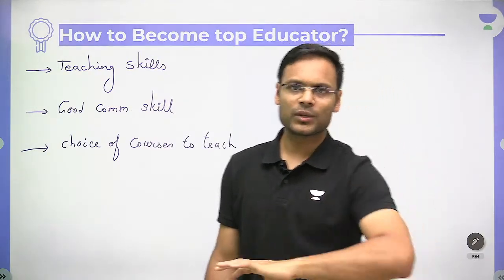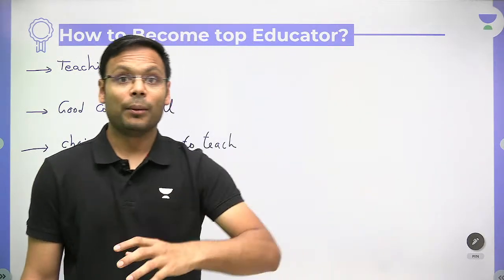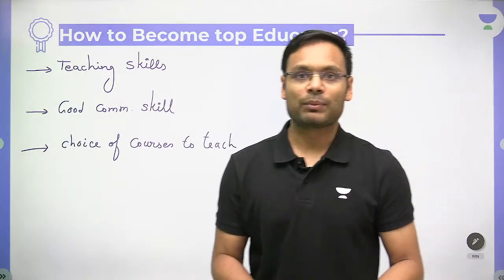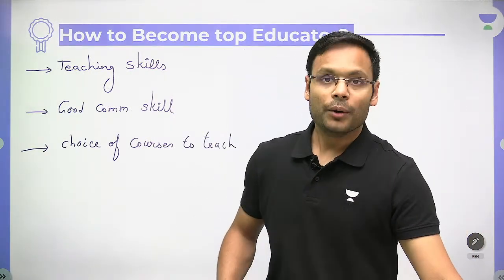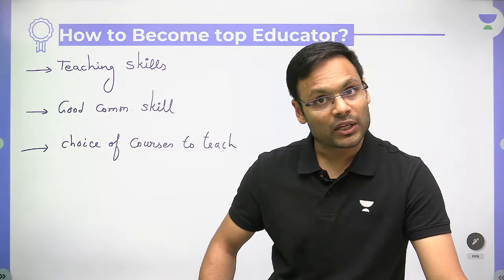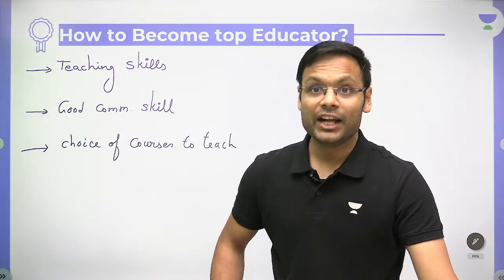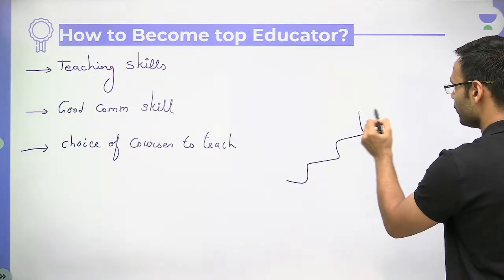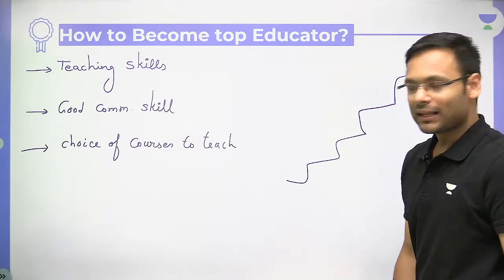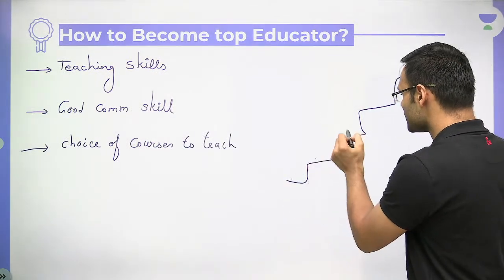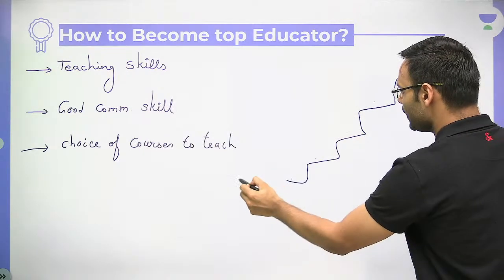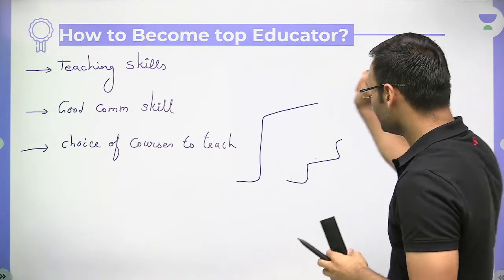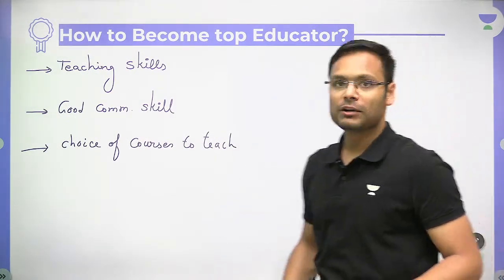I'm not saying that TOC educators are not good enough. They are great, amazing. If somebody has a very different kind of skill and explanation skill, that fellow will grow quickly anyway. But your choice of course also makes you grow quickly. Regular people will have this kind of growth path: first fresher, then this, then this, then top educator. Some people can have direct jumps. Why? Just because of the choice of course they have and the way they are teaching that particular course, right?